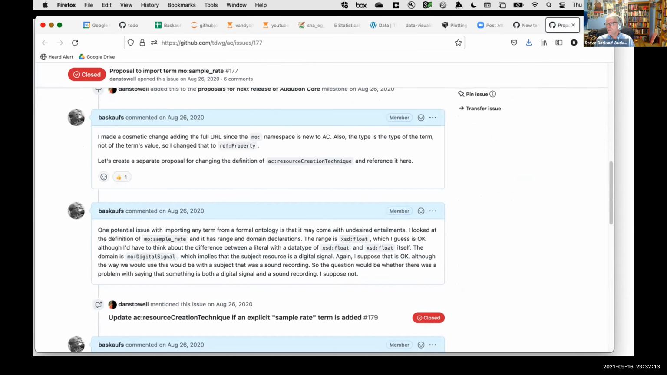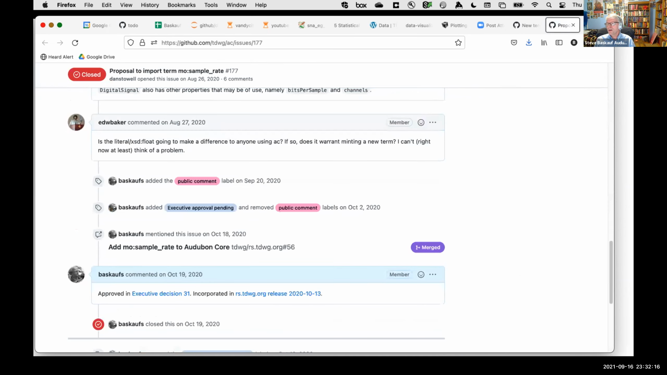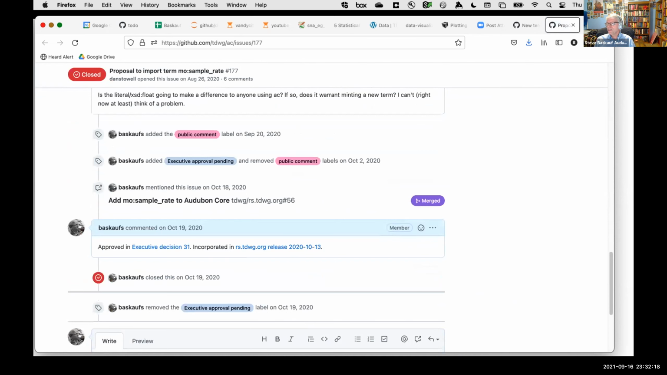And as you can see here, this is the public comment period. There was very little comment. It sailed right through and nobody had an issue with it. And it is now a part of Audubon Core. So that's exciting. That's what we like to see.